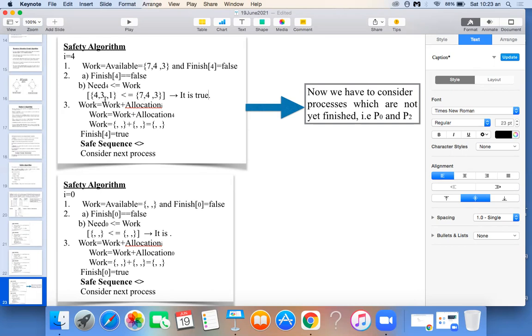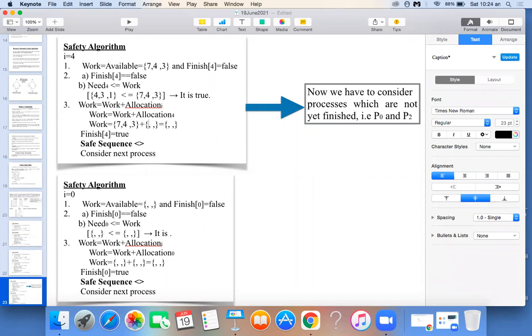4 is less than 7, 3 is less than 4, 1 is less than 3. So it is true. If it is true, go to step number 3. That is work is equal to work plus allocation of I. So write the work value, initially 7, 4, 3.